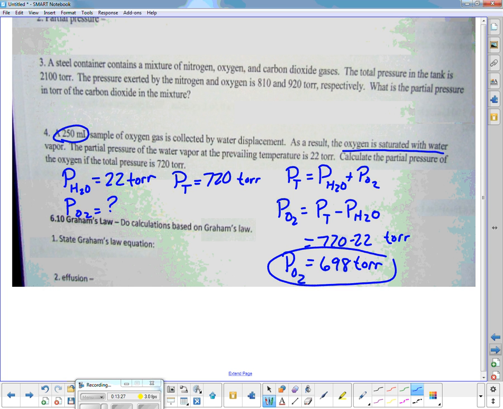So even though they gave me a lot of things, as long as I know the total pressure and every other pressure besides the one I'm looking for, I can find it. Okay.